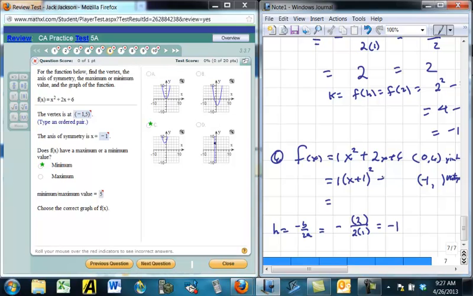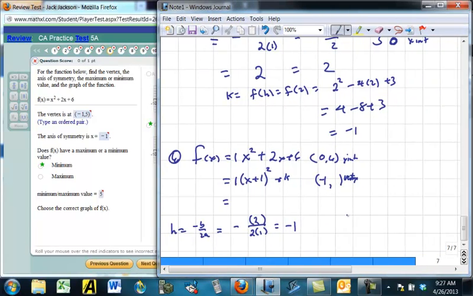Okay, and then we got a plus k here. We'll substitute what k is here in just a minute. Okay, so now how do you find k? Well, k is f of h, so that's f of negative 1. So take negative 1 and plug in the version we have there and work this out.